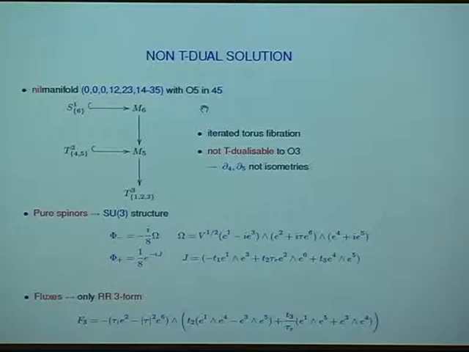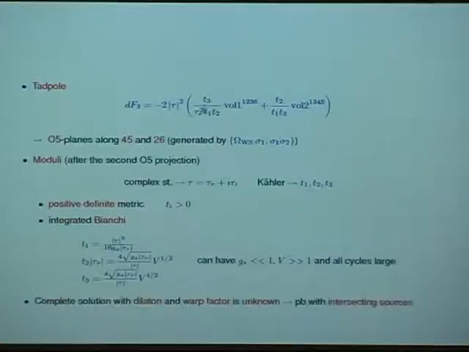The solution is for SU(3) structure, so this is the form of the pure spinors. We only have a non-zero Ramond three-form flux. And if you look at the Bianchi identity for this flux, you see that actually our O5 plane we just put at the beginning is not enough. And we have to introduce another orientifold, this time in the directions 2 and 6. This orientifold is compatible with the previous one, so this is actually a solution.